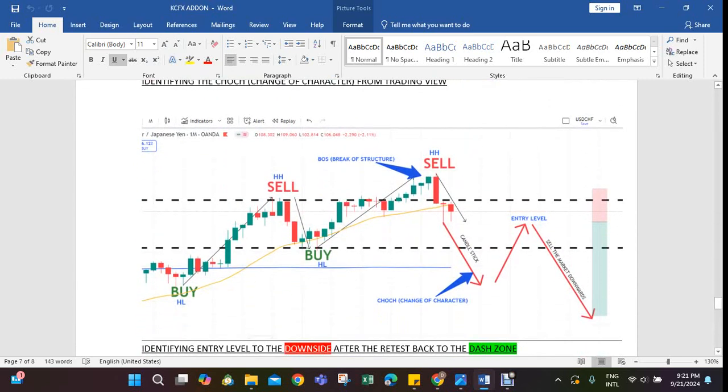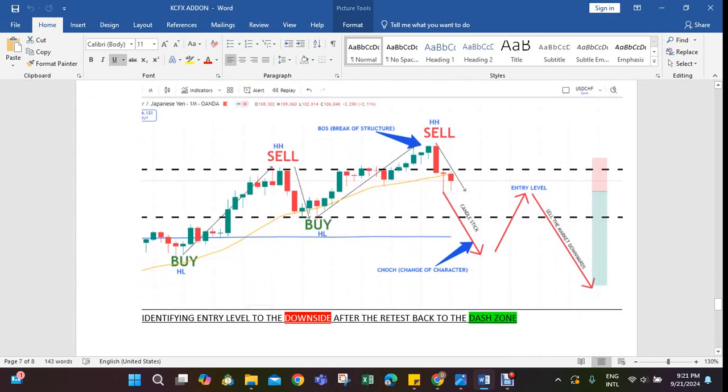This one is an uptrend. As I said before, to get a change of character you need a break of structure first. You can see it created a break of structure, and the red candle broke down and gave us a change of character. Now to get an entry, we need the market to go back up into those dashed zones, the horizontal lines up and down. You need the candlesticks to go back up into that level where I wrote entry level.